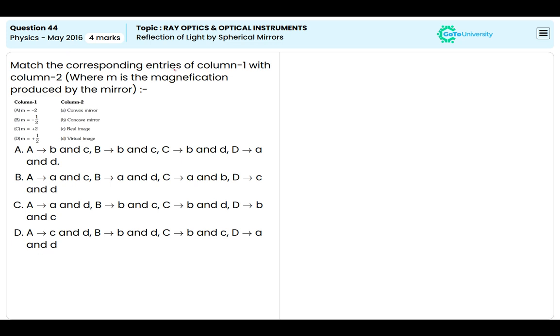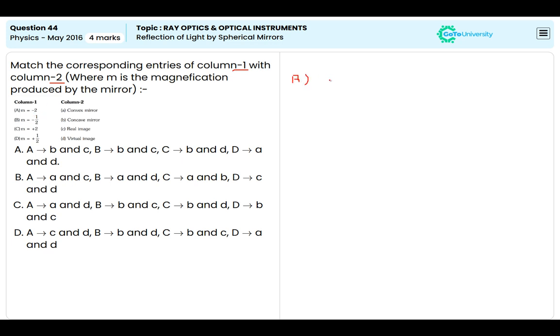Match the corresponding entries for column 1 with column 2, where M is the magnification produced by the mirror. Okay, column 1 gives the magnification produced by the mirror, and column 2 gives the convex mirror, concave mirror, real image or virtual image that we need to identify. So depending upon the magnification value M, we need to find the matching entry.